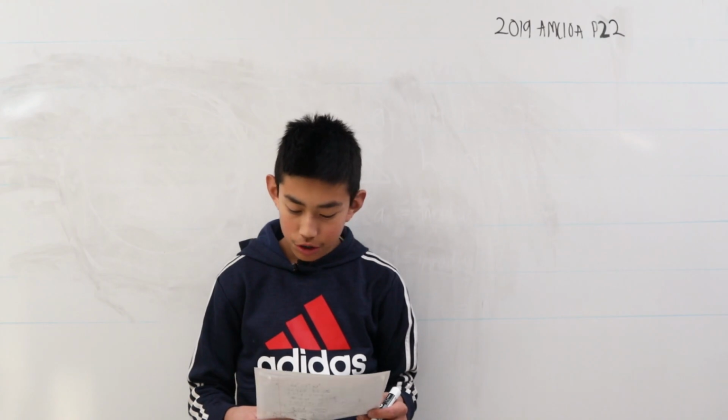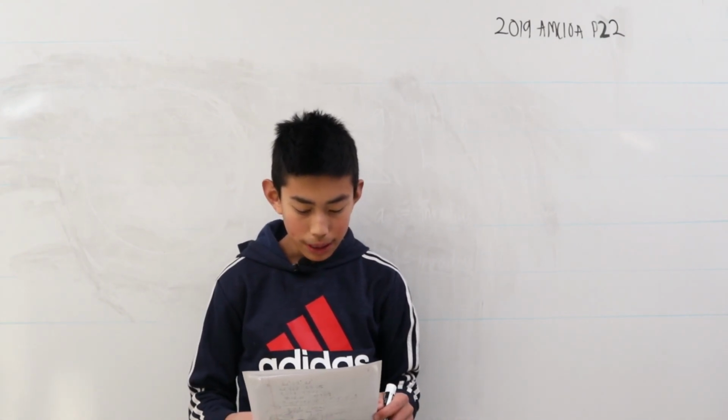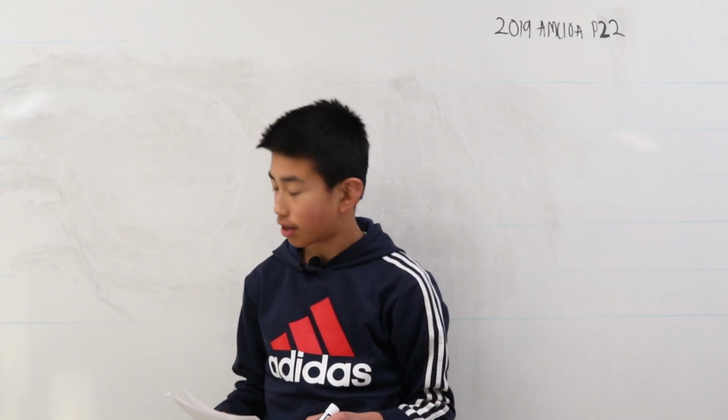Two random numbers x and y are chosen independently in this manner. What is the probability that the absolute value of x minus y is greater than 1/2?